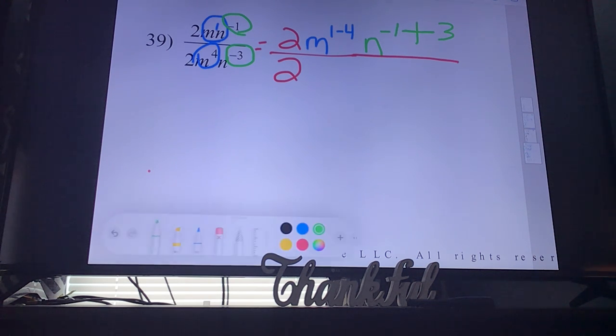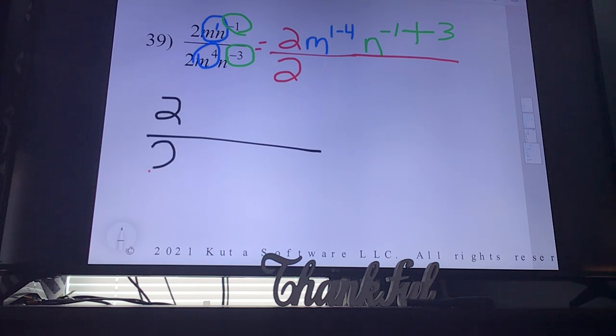All right, so go to the next line, and draw your line, and you fill in your bigs. What is 1 minus 4? It's going to be negative 3. And what is negative 1 plus 3? It's going to be 2.